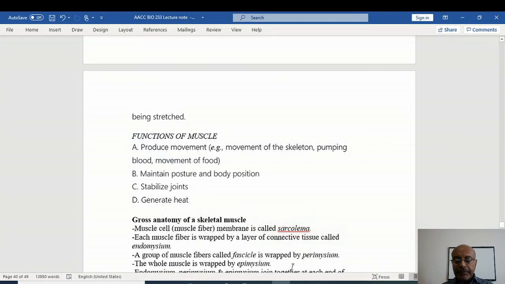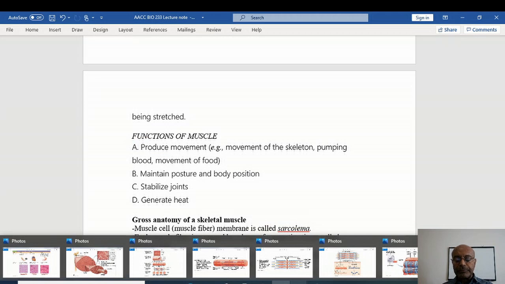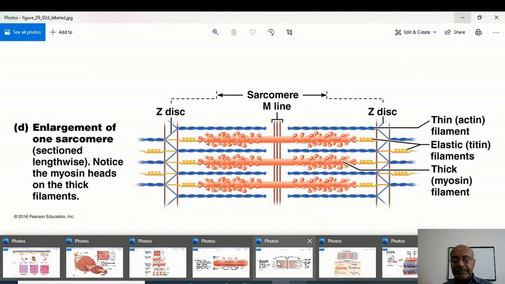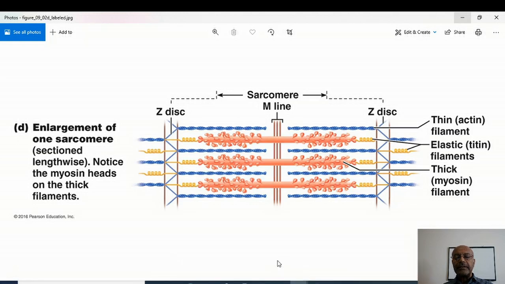Let's get a bigger picture of the sarcomere. We are going to spend time on the sarcomere. Let's see, is this a good sarcomere? Yes. Here is a sarcomere. Did I say that a sarcomere is from Z disc to Z disc? Yes. What does a sarcomere consist of? A sarcomere consists of this thick myofilament and this thin myofilament.